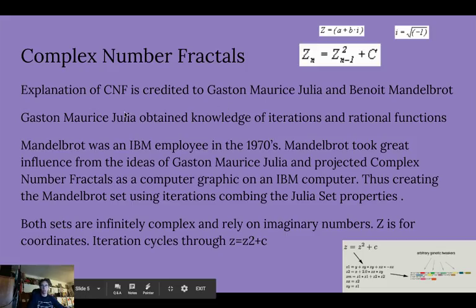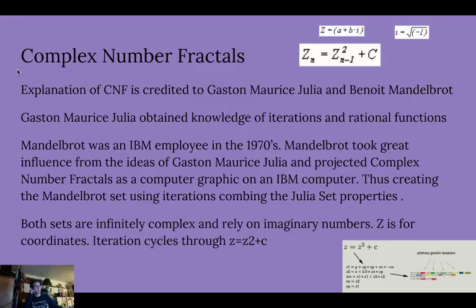And so we'll talk a little bit about complex number fractals. I won't really go too in depth about what these integers and what these exponents mean and how they can be executed in order to make a fractal. But I'll just go a little bit in depth about Benoit Mandelbrot and Gaston Maurice Julia, who are the two founders of fractals as we know them today.